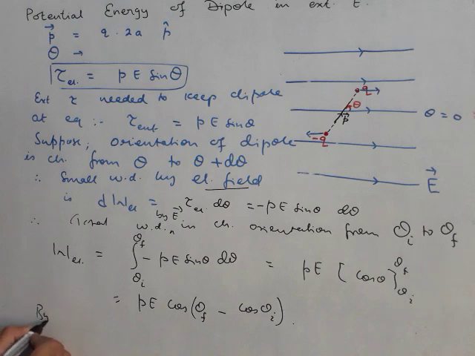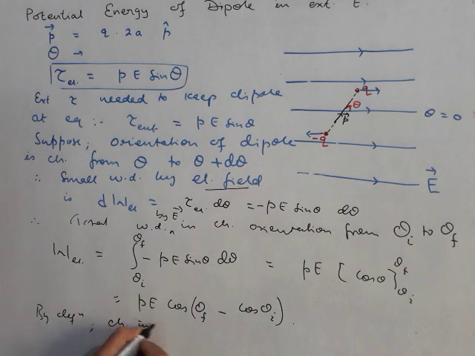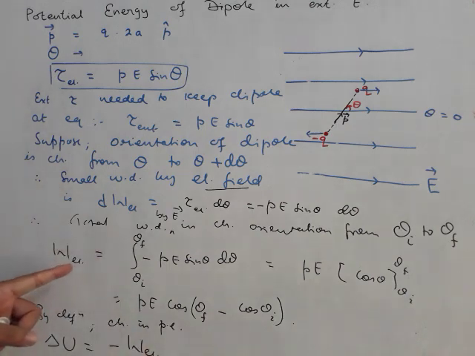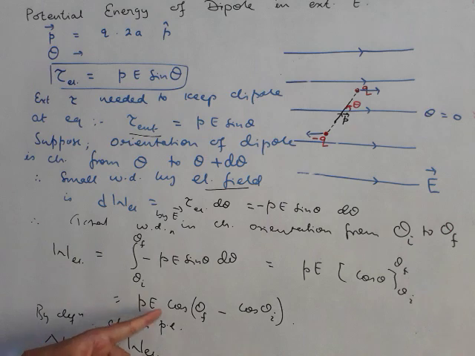By definition, we know the change in electrostatic potential energy, which we will write as delta U. How do we define that? Change in electrostatic potential energy is nothing but negative of work done by electrical forces. See, W EL we have got this much. If you wish, you can write in terms of W external. This was tau external, likewise you can find W external. W external will be just negative of this, minus PE cos theta f minus cos theta I. It should be like this.